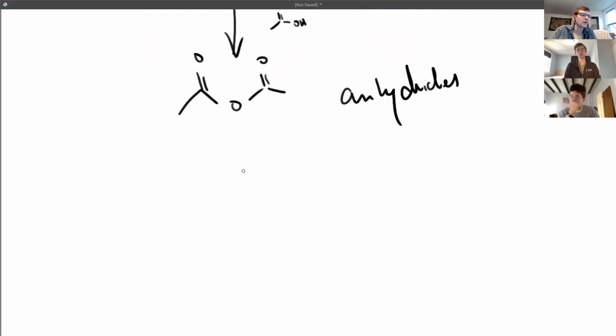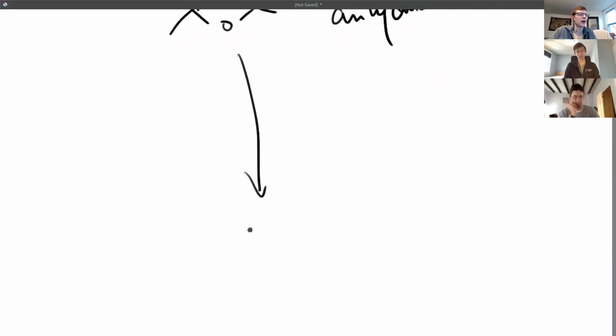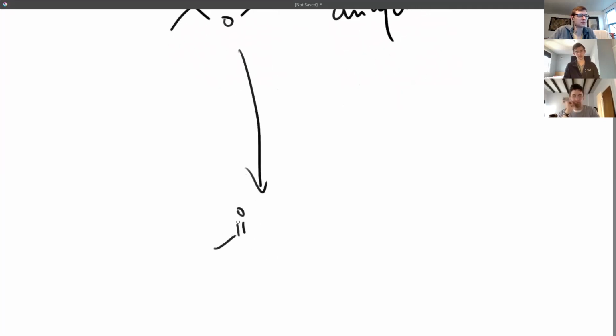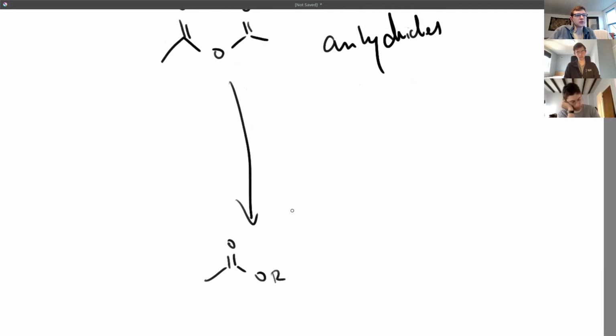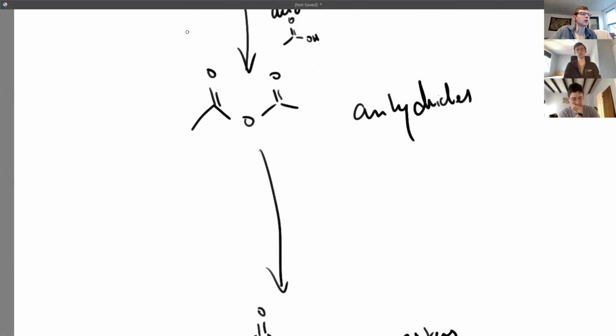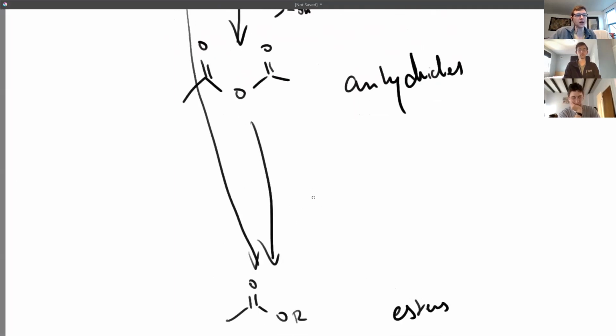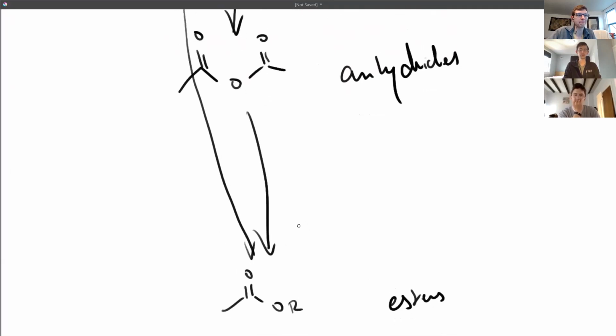Okay, and then typically the way this is drawn is that afterwards we have esters. Right, so here we get esters. Okay, and then what do we add to anhydrides, or you can also add to acid chlorides to get esters? You could hydrolyze with just water. Acid.